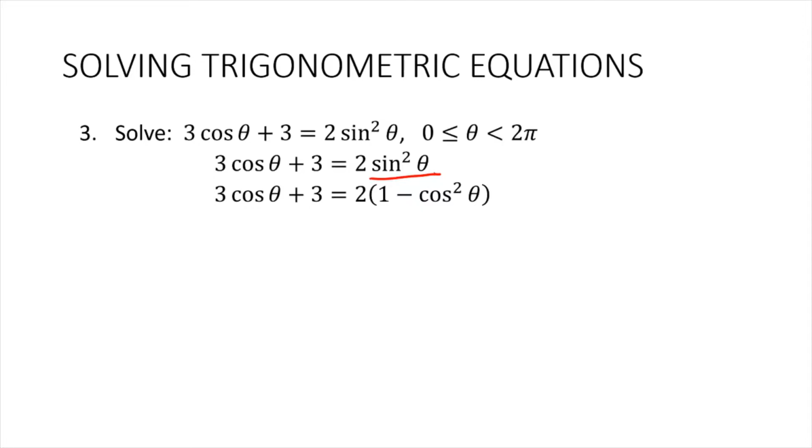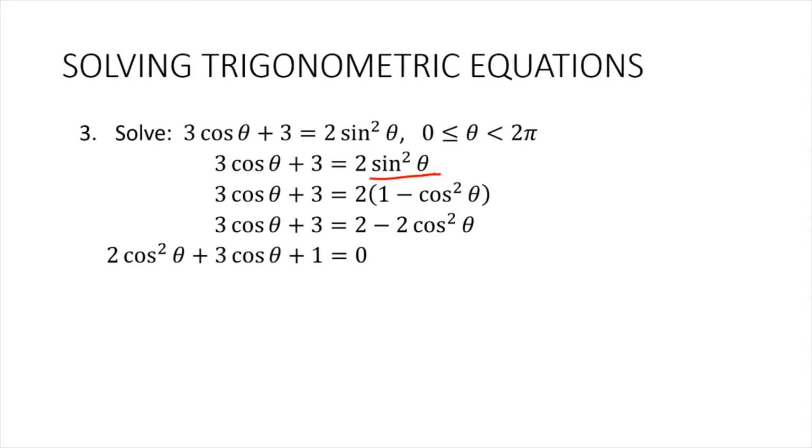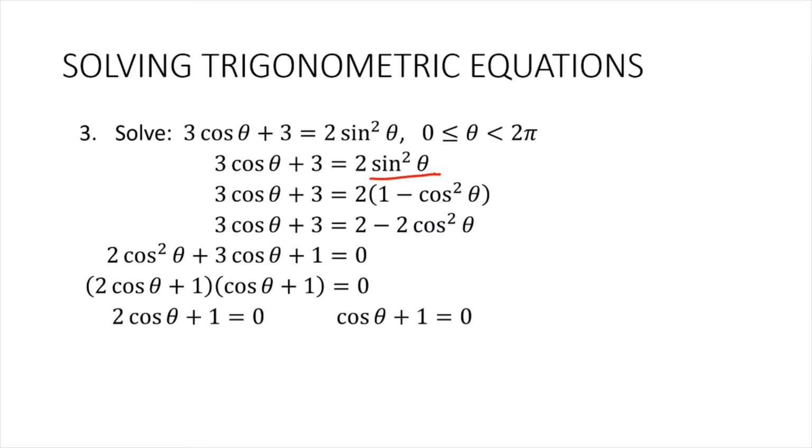Okay, so we just simplify and rearrange so that we can isolate all the terms on one side of the equation. Okay, so we can clearly see here that this takes the form of a quadratic equation, right? And if we factor, this gives us 2 cosine theta plus 1 times cosine theta plus 1 equals 0. Apply the zero factor property, equate the factors to 0. So we have 2 cosine theta plus 1 equals 0, and then cosine theta plus 1 equals 0.